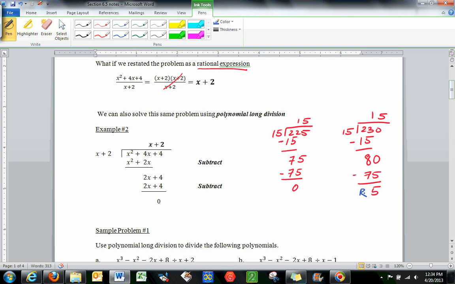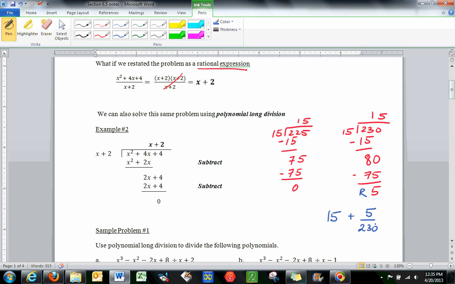Now, in grade school you got comfortable writing it as 15 remainder 5, but in reality the technical math way to write this would be 15 plus 5 divided by 15, because that's the remainder of what's being divided. And so we would want to get used to writing it like this, because when we get into polynomials, we're going to need to write that in a correct manner.